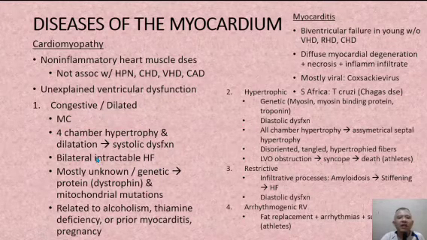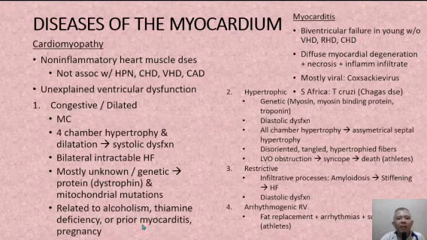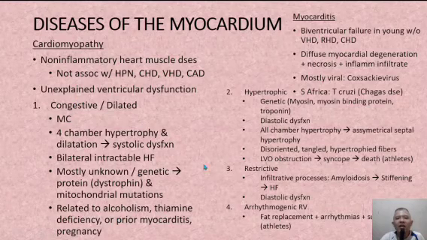However, it's also related to alcoholism, thiamine deficiency, prior myocarditis, and pregnancy. It's the most common cardiomyopathy. Next is hypertrophic cardiomyopathy. Again, it's genetic, and you have a mutation in the myosin gene.